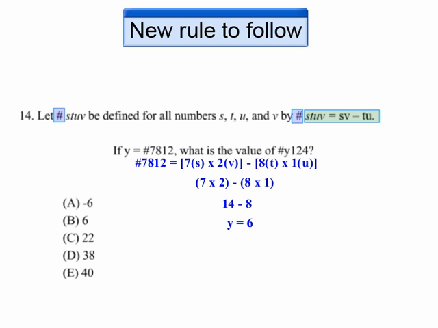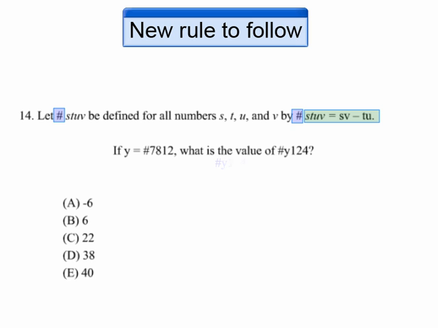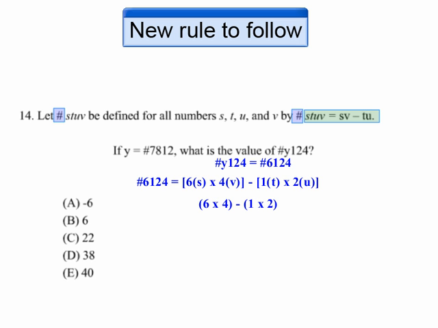Okay, now we're going to substitute that 6 for Y, so pound Y124 equals pound 6124. Pound 6124 would be 6, it's in the S spot, times 4, which is in the V spot, minus 1, which is in the T spot, times 2, which is in the U spot. That becomes 6 times 4 minus 1 times 2, 24 minus 2 gives us 22. And that's our answer. Difficult problem, a lot of steps, but it's points.